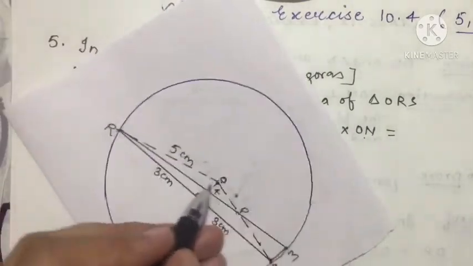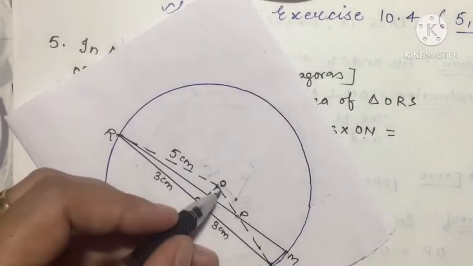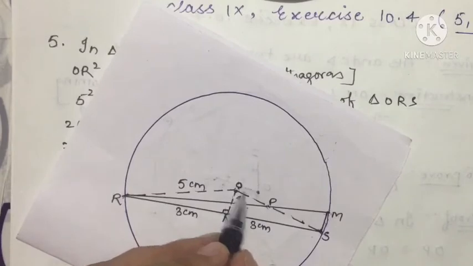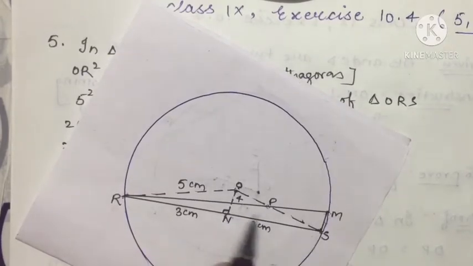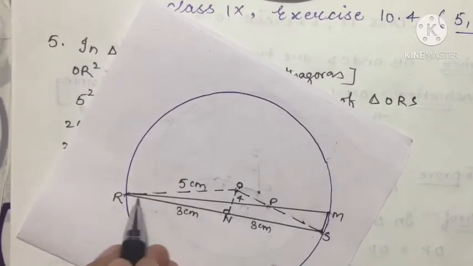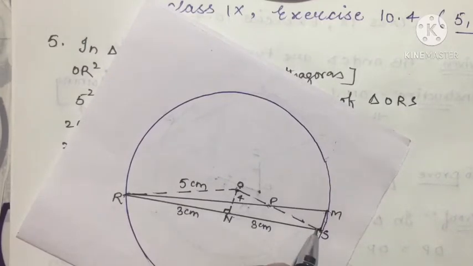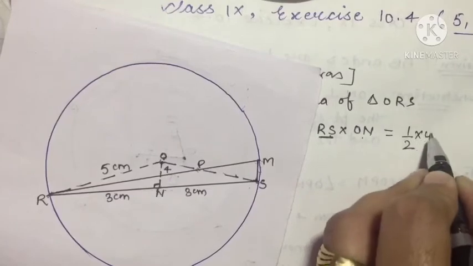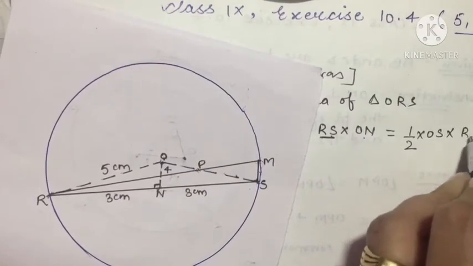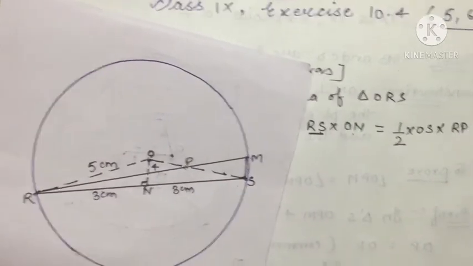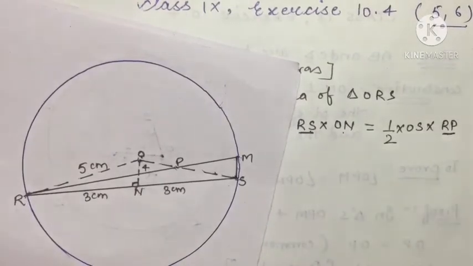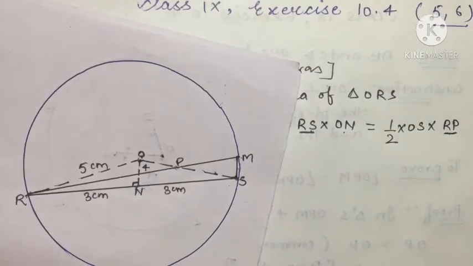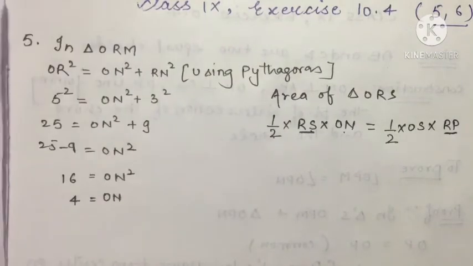Now I am taking OS as the base. If I take OS as the base, then RP will be the perpendicular. So 1 by 2, here my OS is the base and my RP is the perpendicular. If you have understood, this is what I have to find out in this question. That's why I have introduced this term here, and this will become the perpendicular also.